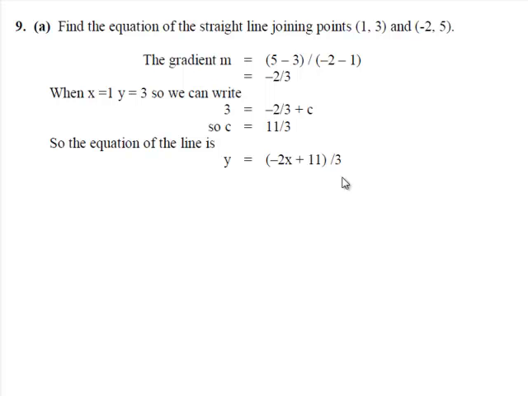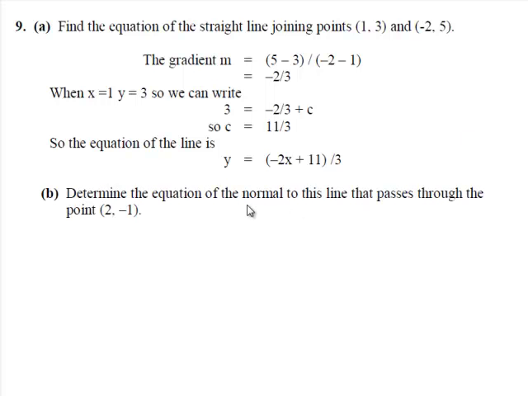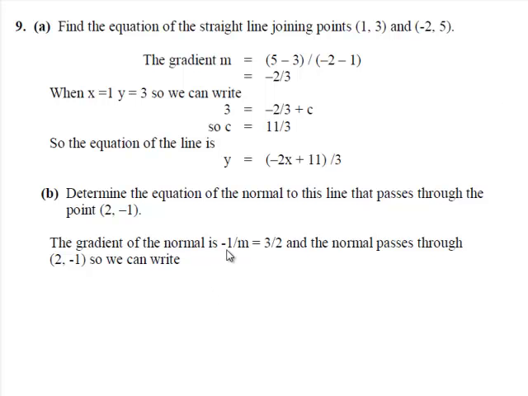Okay, for part B, we've got to determine the equation of the normal. The normal is the line that's perpendicular to this line that we've calculated here, and there are an infinite number of those, but there's only one that passes through the point (2, -1). So let's start by remembering that the gradient of the normal is minus 1 over the gradient. So here we've got the gradient as 2/3, so the gradient of the normal is minus 3 over 2, or 1.5. Okay, and it also passes through this point.